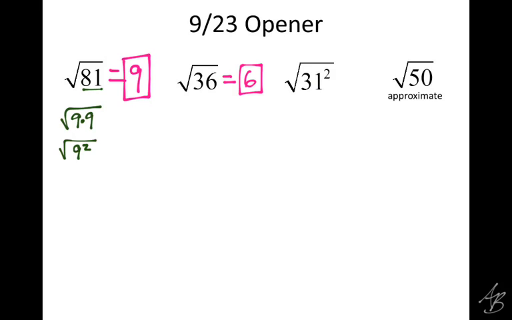Okay, let me do that with this one real quick. So the square root of 36 is the same thing as the square root of 6 times 6, which is the same thing as 6 squared. So this is just saying that it's 6 times 6, we're taking the square root of 6 times 6, and we get 6. So what do you think the square root of 31 squared is?